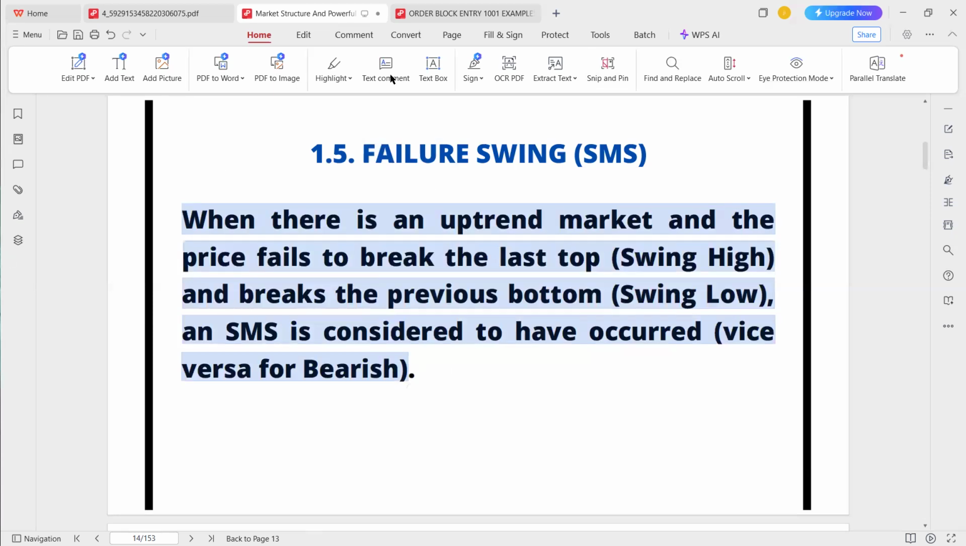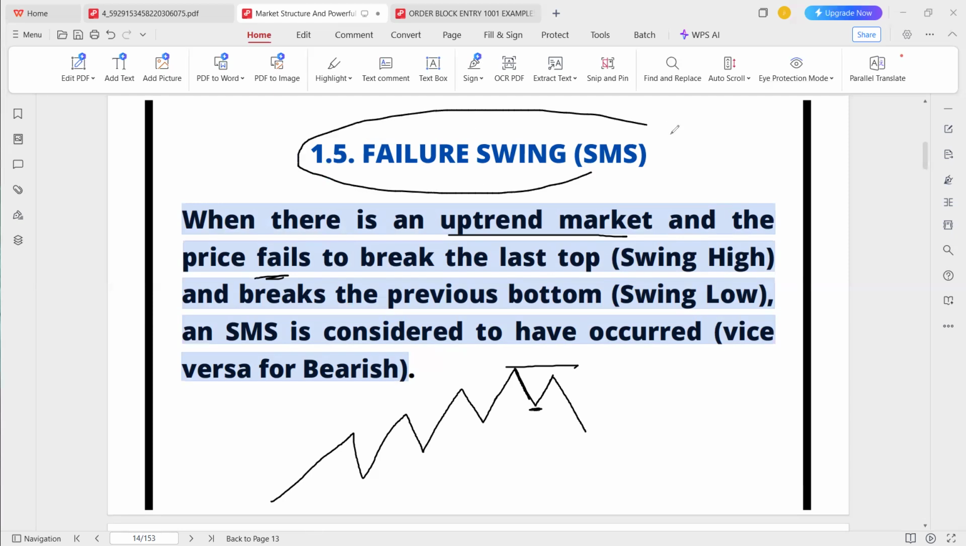Before we go into the illustration, what the author is simply trying to say is, when there is an uptrend, you have identified that your price is pushing up, then the price fails to break this last high here. It fails to break the last top, which is the swing high, but it breaks the last bottom, which is this one. So they will come and break this level here. That's a failure swing or an SMS from my understanding.